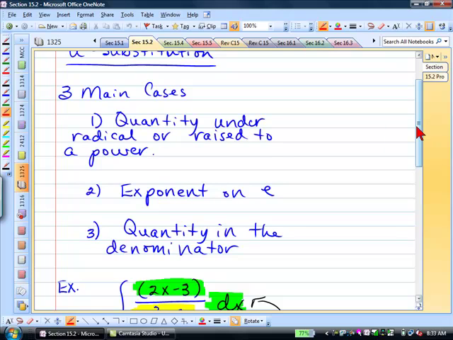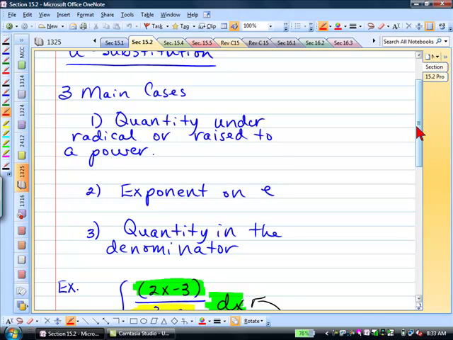So there they are. You might use U-substitution in any of these three cases: either the quantity under a radical, or a quantity raised to a power, or the exponent on e. So if it was e to the 5x minus 3, then maybe that part that is the exponent, or the quantity in the denominator of a fraction. If you see those three cases, you're going to be looking at it saying, well, I don't know how to integrate that any other way. I guess I'm going to use U-substitution.